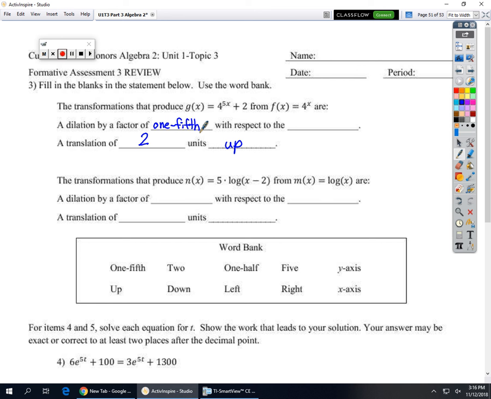So this moves horizontally. If you think about horizontal, what's horizontally in the center of a graph? Well, that would be the y-axis. So it's a dilation by a factor of 1/5 with respect to the y-axis. If it's a dilation by a factor of 1/5, that means the graph gets thinner. So the original graph might look like this.